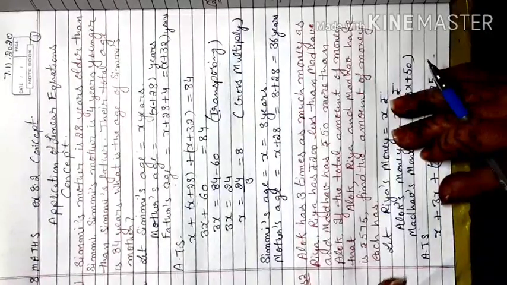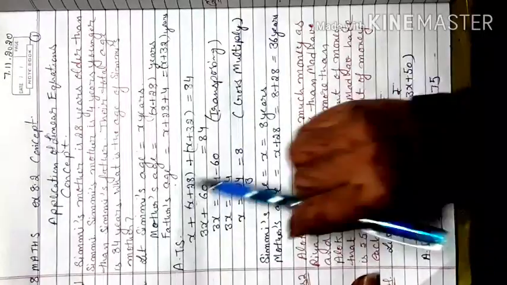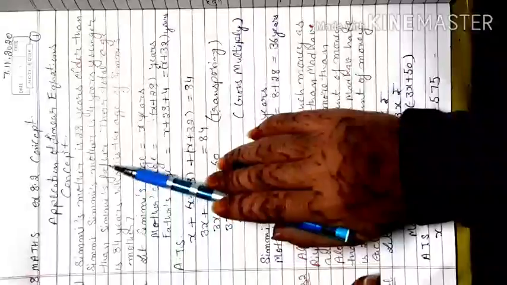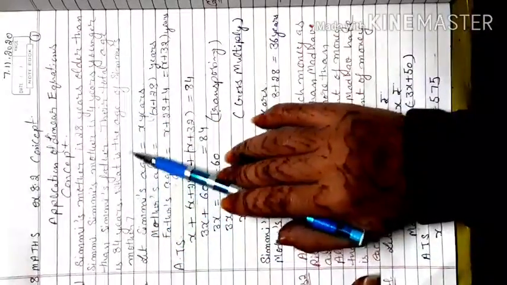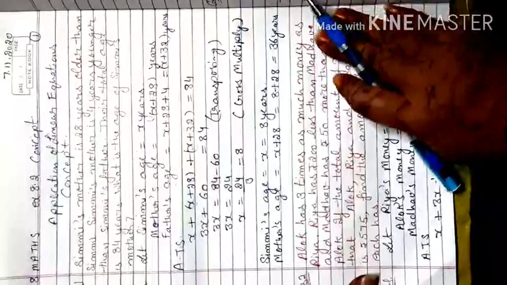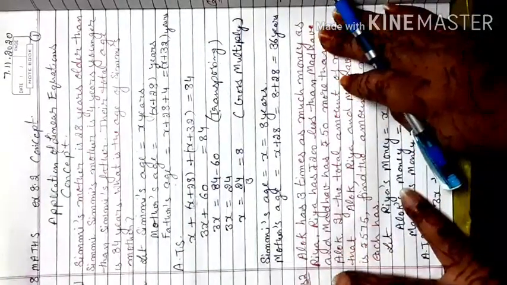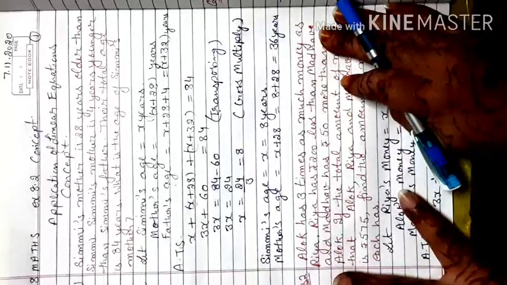In this, the first question is: Simi's mother is 28 years older than Simi, and Simi's mother is 4 years younger than Simi's father. So their total age is 84 years. What is the age of Simi's mother? That you have to find here. So in this statement, first you just understand the statement and translate it one by one.